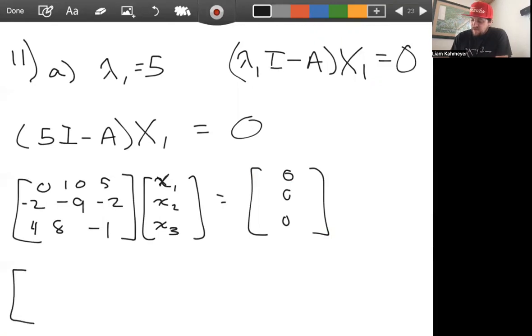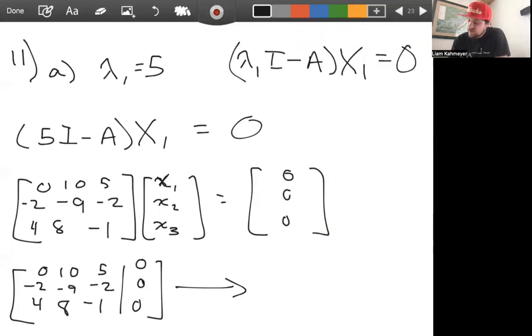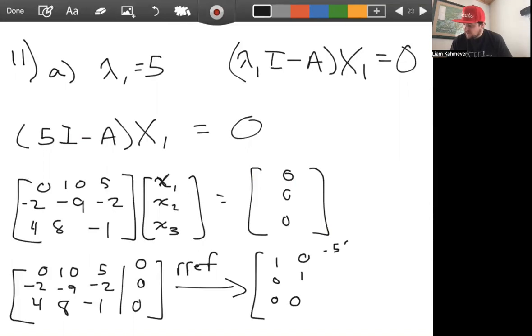So we need to solve the following system: 0, -2, 4, 10, -9, 8, 5, -2, -1, 0, 0, 0, right? We're always solving a homogeneous system of equations. So in reduced row echelon form, and I'll leave those steps as an exercise, hopefully we're very comfortable at doing this by now. What I got was 1, 0, 0, 0, 1, 0, -5/4, 1/2, 0, 0, 0, 0.